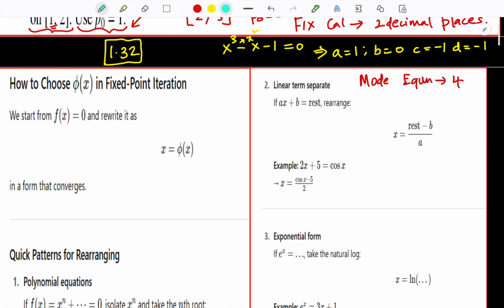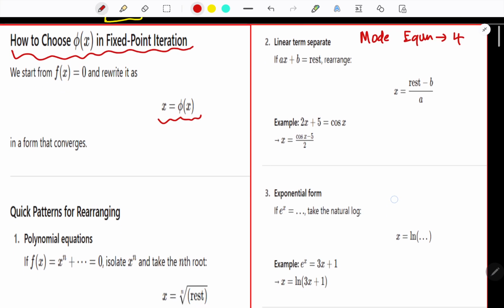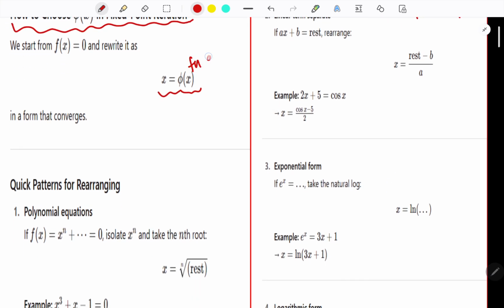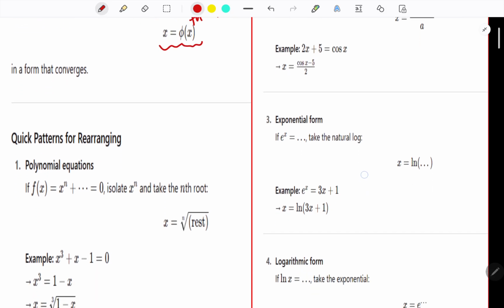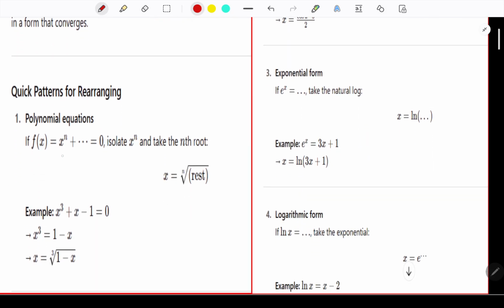How to choose phi of x in the fixed iteration method? x equals a function of x, or terms of x, whatever it is. Suppose you have x power n plus something equal to 0. Try to give square root, cube root, everything in this. For example, what is your equation? x cube minus x minus 1 equal to 0. Try to bring it into the root form.